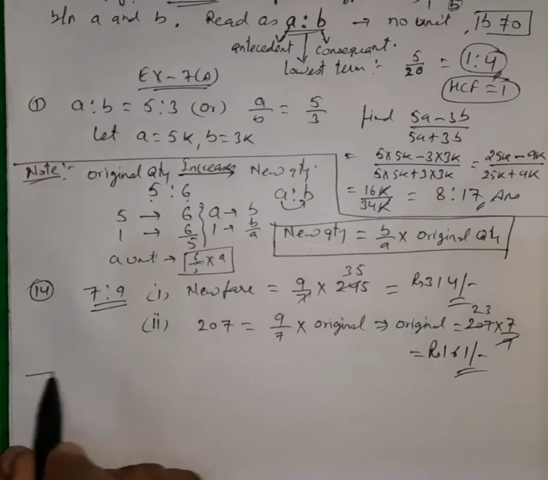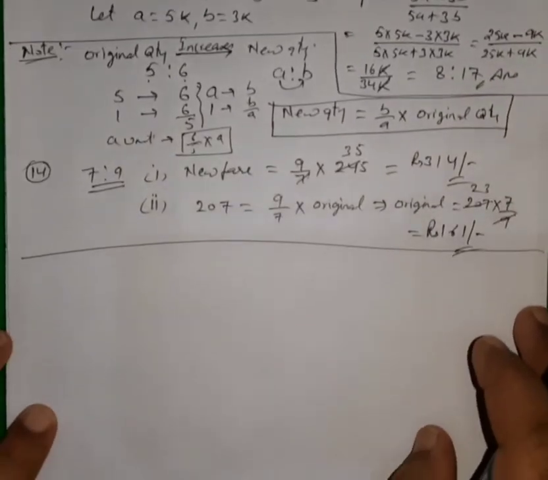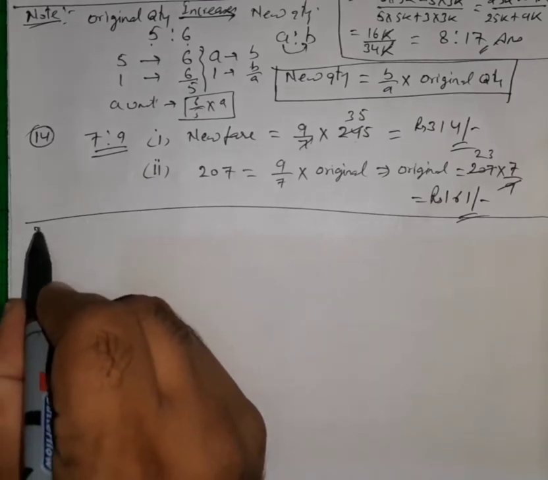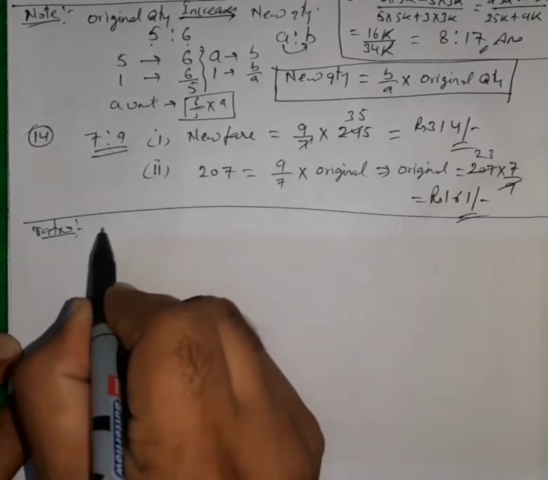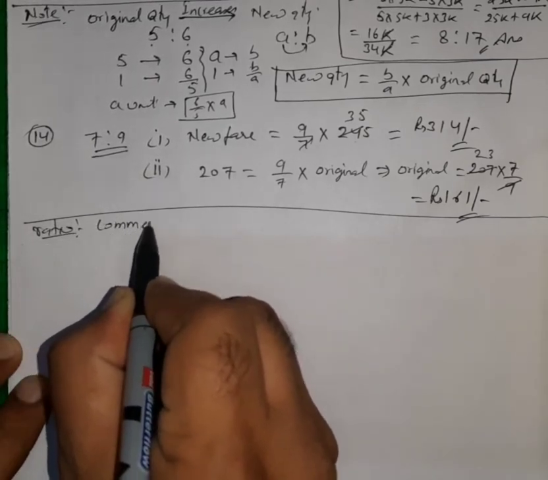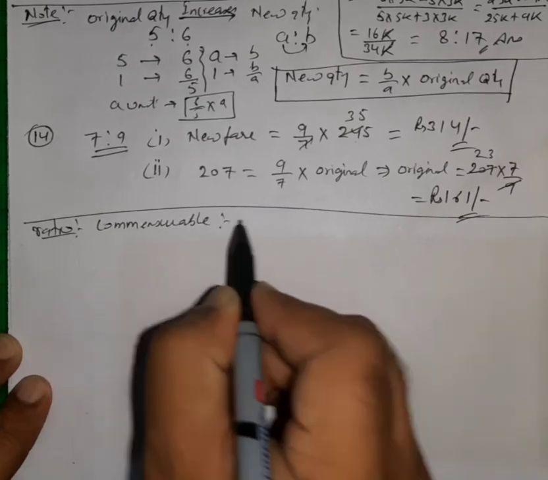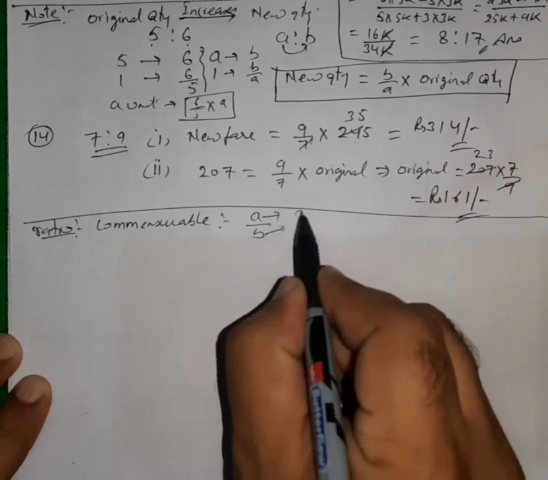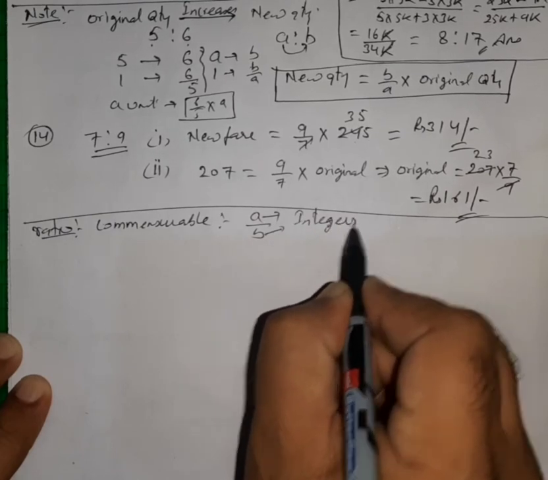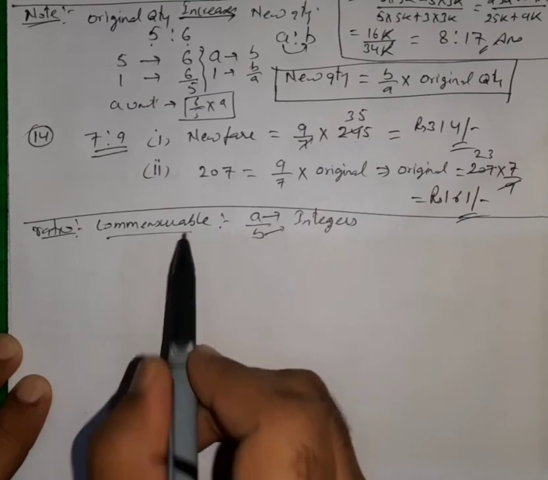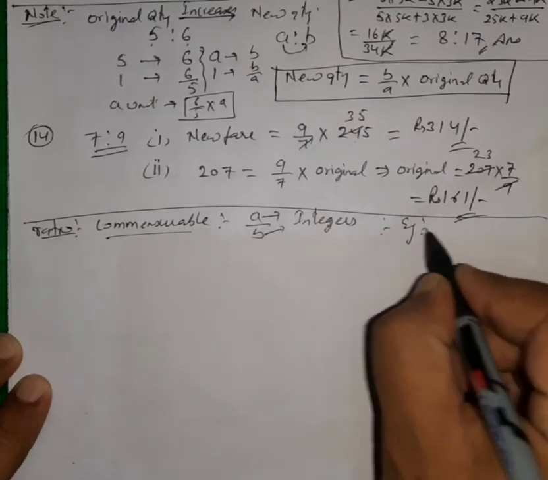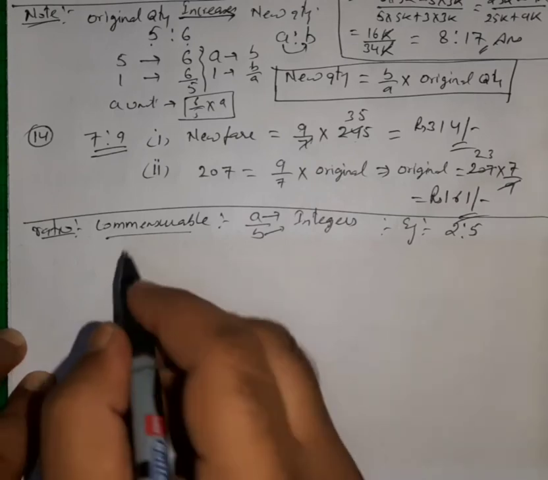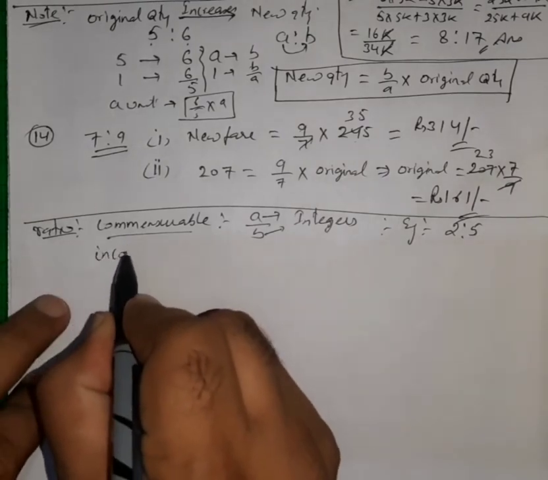So in the note part now I'm taking the types of quantities. So the ratios are of 2 types. First is commensurable. In this ratio a over b, both a and b must be integers. Then we will say that the ratio is commensurable. For example, let us say 2:5. So this is a commensurable ratio, whereas the other one is called incommensurable.